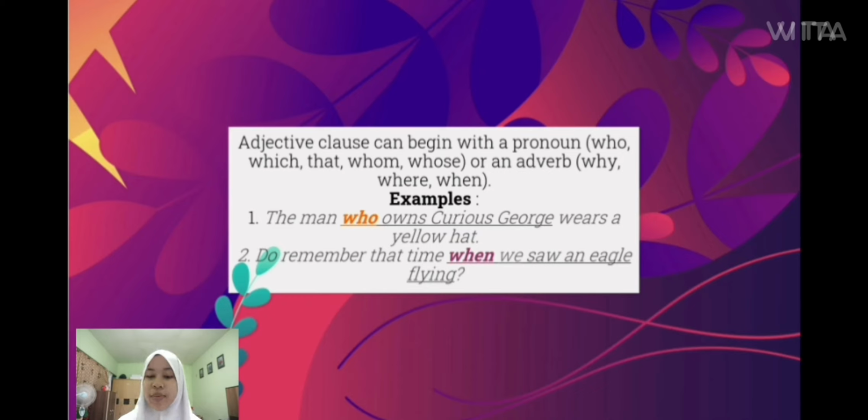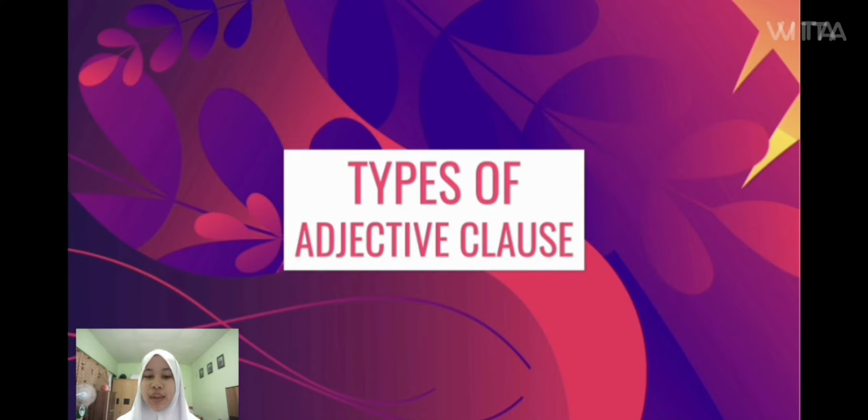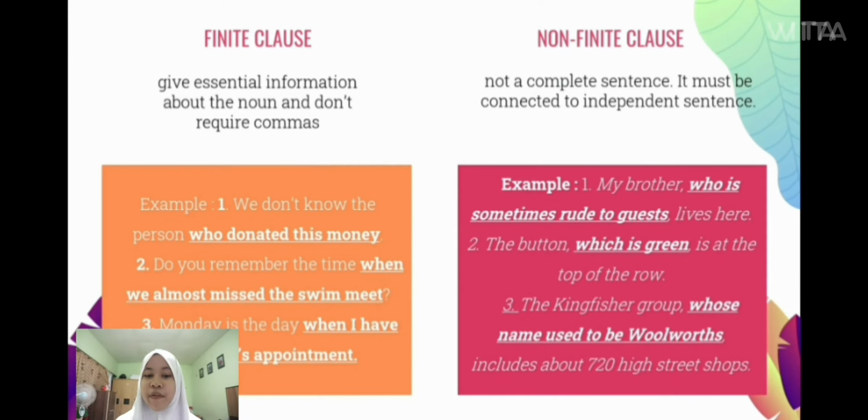Okay, we'll move to types of adjective clause. First is finite clause. It gives essential information about the noun and doesn't require commas. Examples: first, we don't know the person who donated this money. Second, do you remember the time when we almost missed the swim meet? The third, Monday is the day when I have my doctor's appointment.